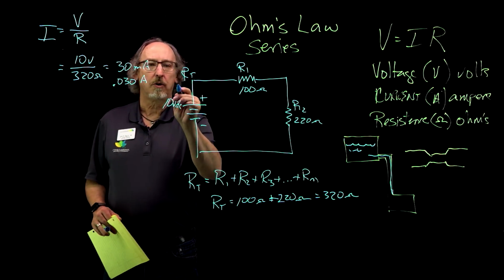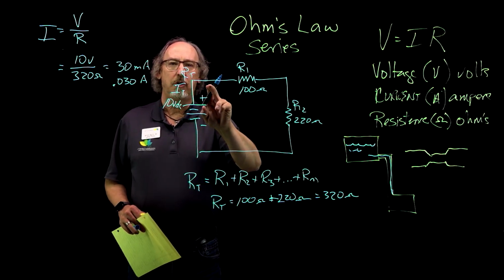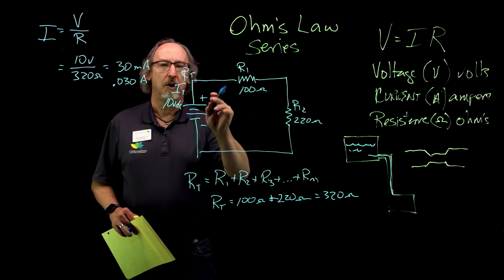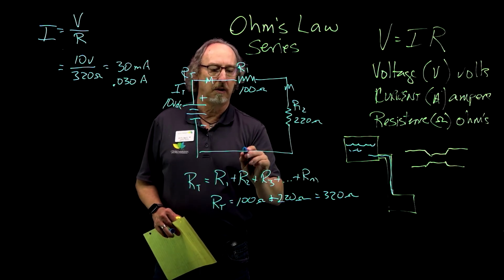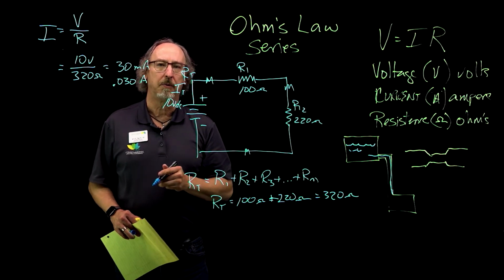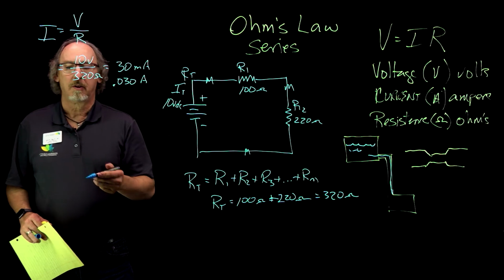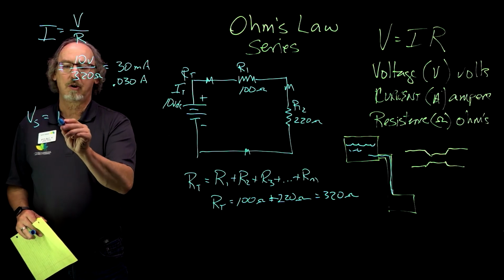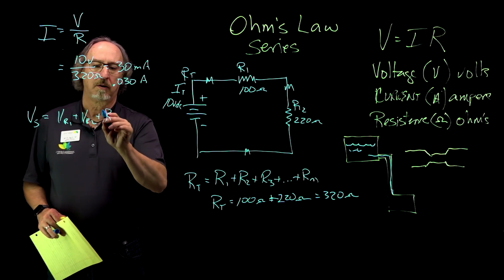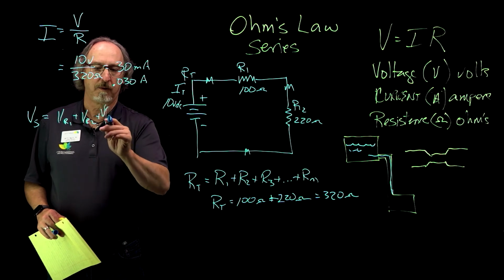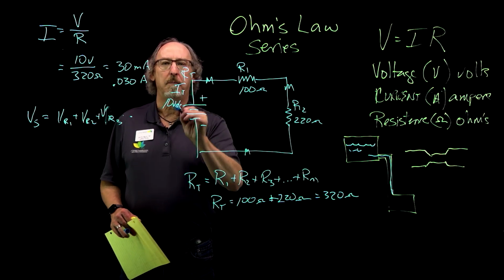So now I have total current, I have total resistance, and a total voltage. If you measure current anywhere on this circuit, it's going to measure the same in a series circuit. So if I put an ammeter here, or here, or here, it's going to measure the 30 milliamps. So from that, Kirchhoff's voltage law says that my voltage source equals the voltage drops right here on out. All these voltage drops have to equal my source.